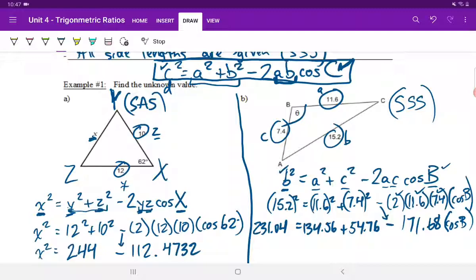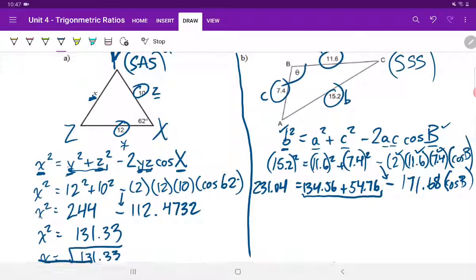We're ready to start. Actually, let's clean this up. Why not? We can add these together. Can we subtract this number minus this number? No. Because it's times the cos of B, we can't touch that 171.68 yet. All right, we can't do anything with that. So let's just take our time here and let's add those first two numbers of 134.56 plus 54.76. You end up with 189.32.